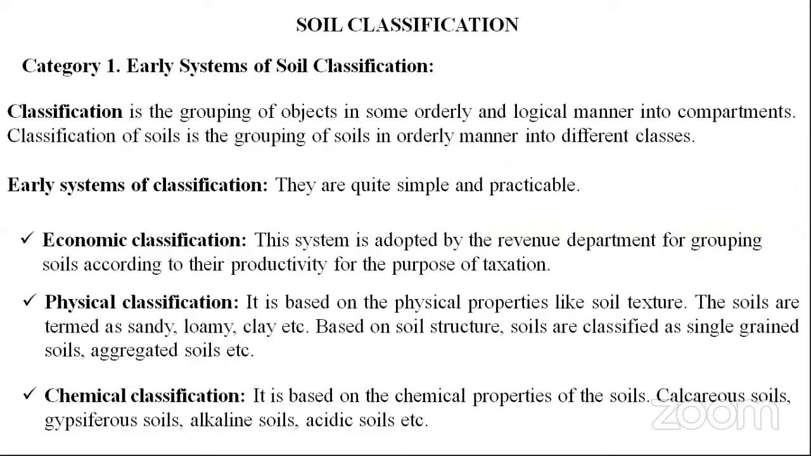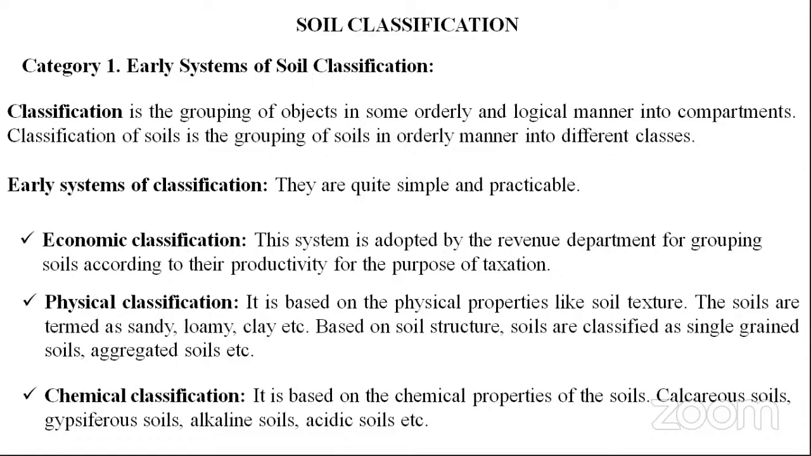Early system means early system of classification. There are many systems of classification. What are those? Economic classification, mostly for taxation purposes. And another one is called physical classification, mostly based on the physical structure, aggregates, and physical conditions like sandy, loamy, clay, and sometimes structure: single grain soils, aggregated soils. They have given some sort of physical classification.